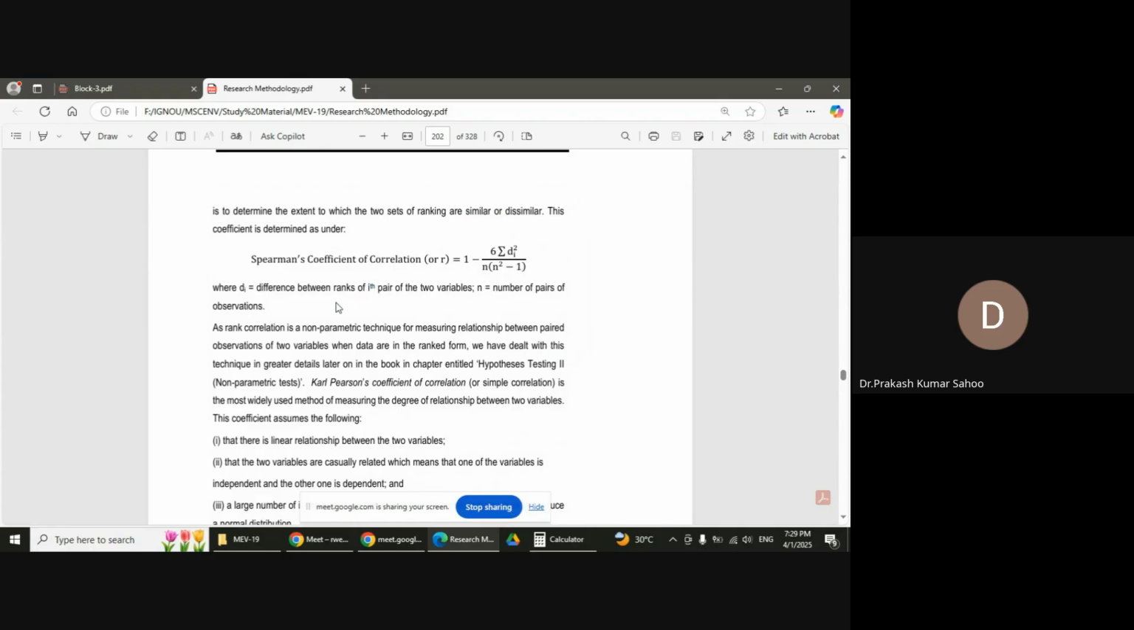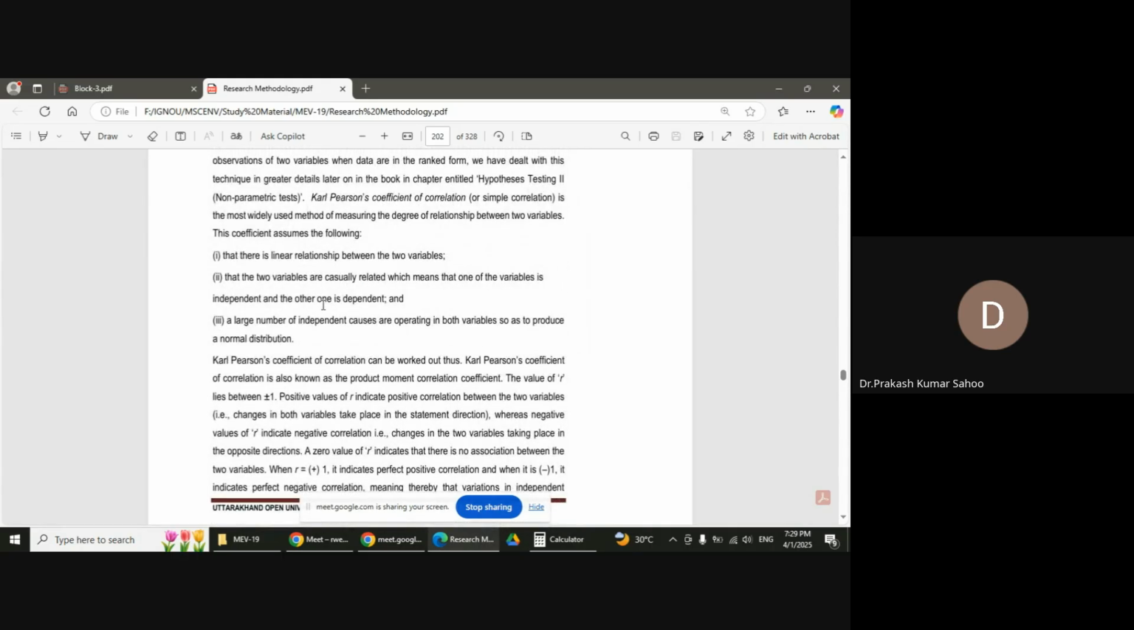If it is the 10th variable, then the 10th pair of the two variables. And n is the number of observations. The coefficient measure assumes that there is a linear relationship between two variables. Two variables being causally related means that one of the variables is independent and the other one is dependent. A large number of independent causes are operating in both variables so as to produce a normal distribution.